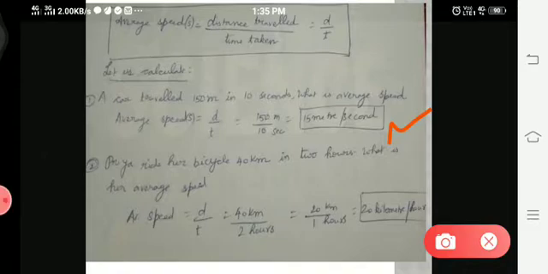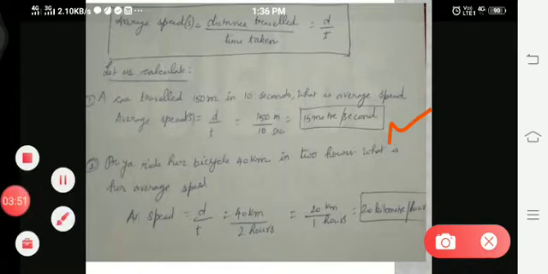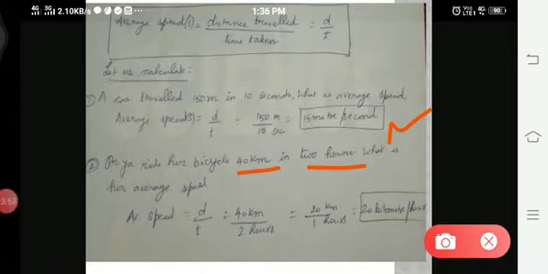Next question. Priya rides her bicycle 40 kilometers in 2 hours. What is her average speed? What is the formula for average speed? Average speed equal to distance divided by time taken. What is the distance here? 40 kilometers. She took 2 hours to reach some place, traveling around 40 kilometers.